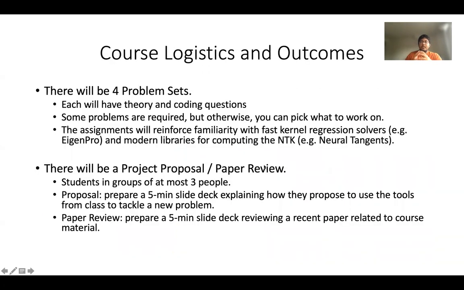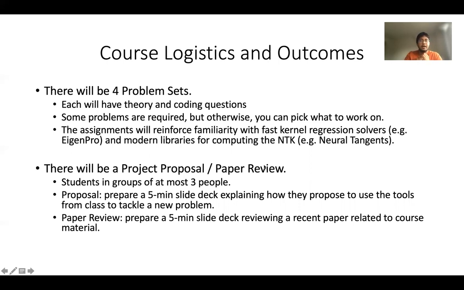Okay, so with that, I know that was a lightning fast review of a lot of the course material, but I just wanted to give a flavor of the different topics that we'll see over the 2 weeks. And now I wanted to talk a little bit about logistics, and also maybe what things you should hope to be familiar with by the end of the course.